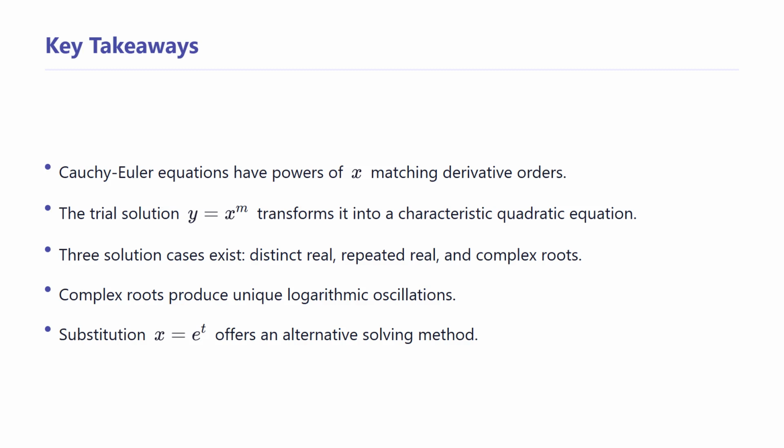We have covered a lot of ground today. Remember, the Cauchy-Euler equation is defined by the power of x matching the order of the derivative. By using the trial solution, y equals x to the power of m, we turn a complex differential equation into a simple quadratic characteristic equation. Depending on the roots, your system will show polynomial growth, logarithmic linear behavior, or beautiful logarithmic oscillations. You now have all the tools to solve these equations confidently in your physics problems. Great job!